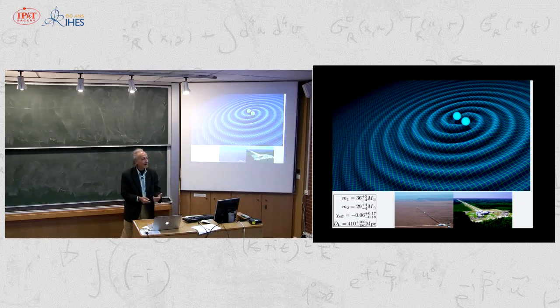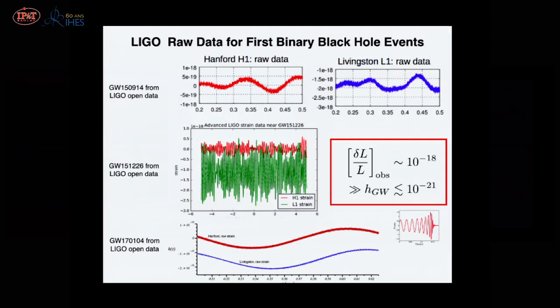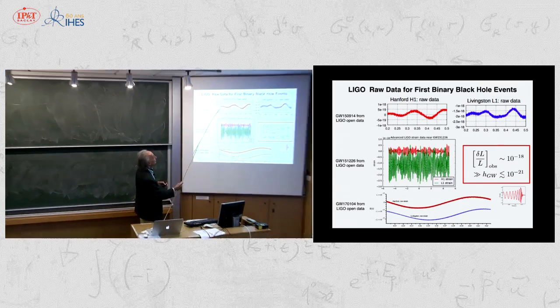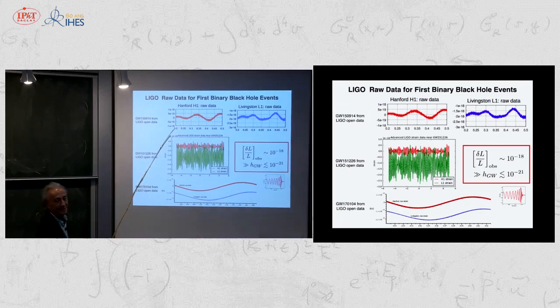And I want to explain that you needed a lot of theory to go from the data. Why? Because these are the raw data. If you look at the raw data, for instance, this is the original signal from the first event, and this is a later signal. When you look at that, you could think, ah, yes, I see a gravitational wave, I see something oscillating, but you have to look at the scale.